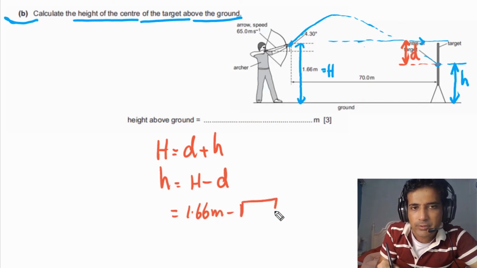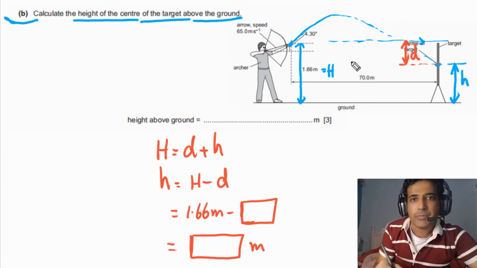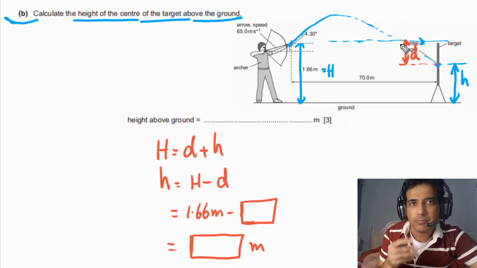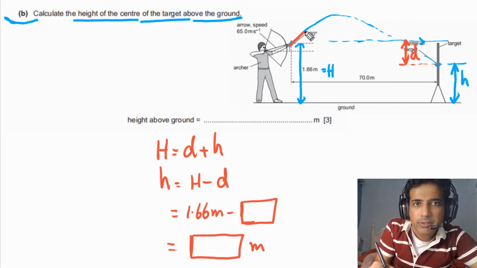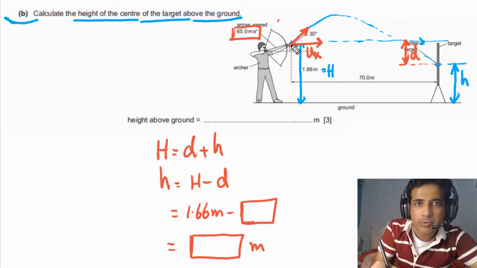Now, if we can find out the value of small d, meaning the value of the vertical displacement, then we can find out the value of the height. Now we need to find out the value of d. In order to find the value of d, we need to consider projectile motion. If we look at this point, we have the initial velocity, that is 65 meters per second, and this arrow is at an angle of 4.3 degrees. So it has two components, a horizontal component and a vertical component. We can say this component is uy.